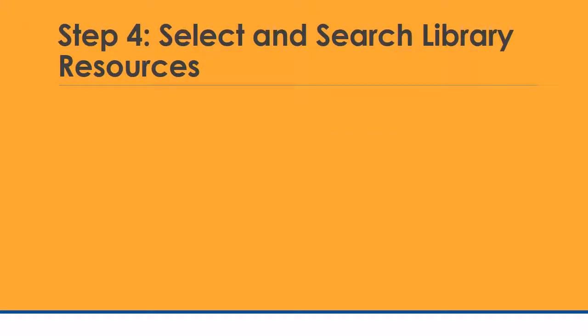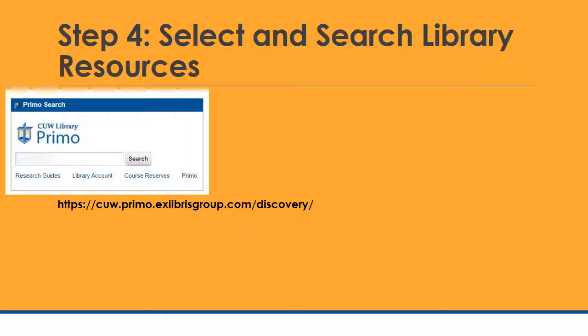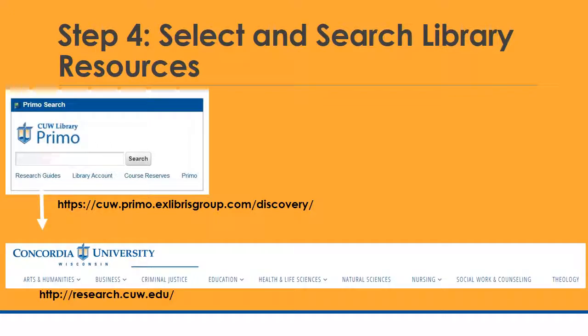In steps 1 through 3 of the research process, you've already chosen a topic, you've done some test searches and found at least some results available, and you're ready to do more serious searching now. In step 4, it's time to select and search library resources. If you haven't looked at the research guide for your subject yet, now is a great time. For help on how to use all the features in Primo to limit your results, watch our Primo 101 video.